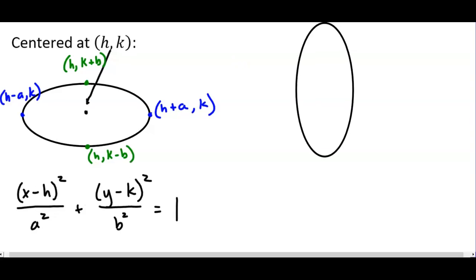So it's along the major axis here. Say your focus is there. Then the coordinate, or one of them anyway, let's do this one over here as well. It's going to be h plus c, comma, k. And then the other one's going to be h minus c, comma, k.